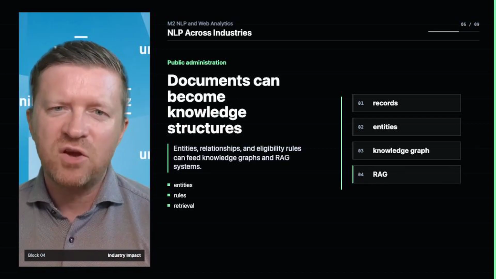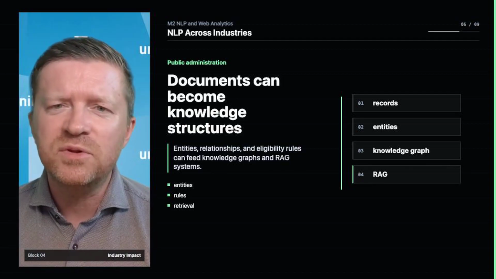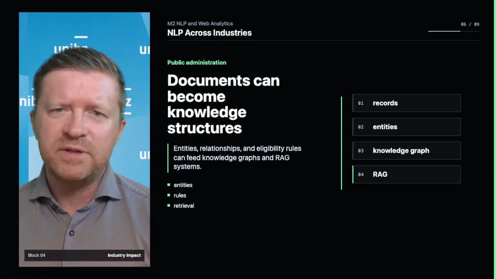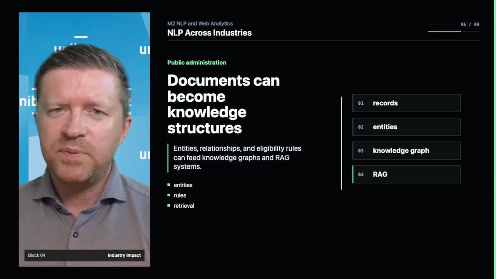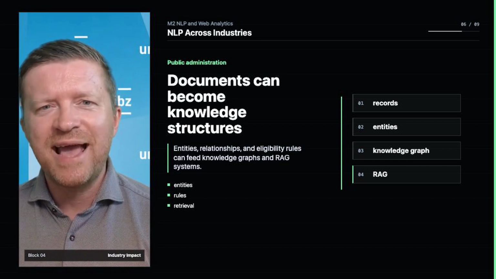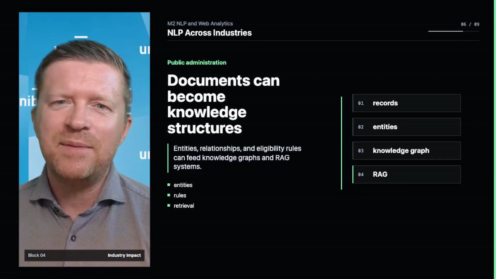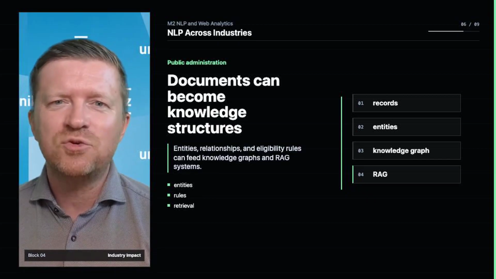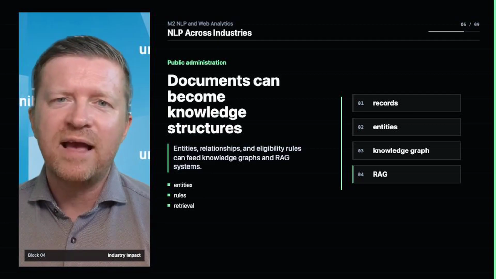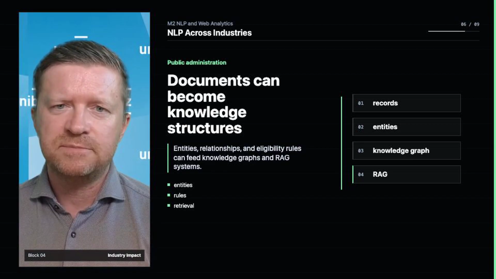Another example comes from public administration. Many government services are underused because citizens do not know they are eligible for them, or because eligibility information is buried in administrative documents. NLP can be part of a larger pipeline that extracts entities, relationships, and eligibility rules from public records. Those extracted elements can then be represented in a structured format such as knowledge graphs. This is closely related to RAG architectures, where retrieved information is used to answer user questions.